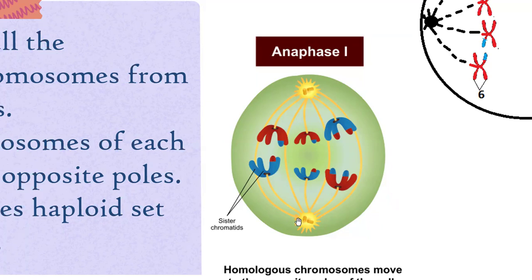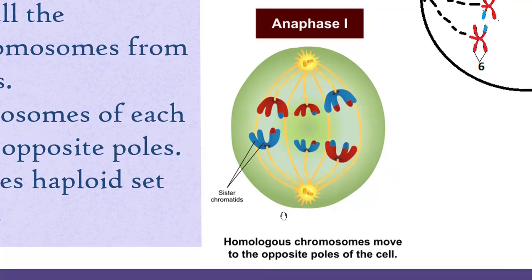What does it mean? It means the whole of the information present in the red portion will move towards one pole. The blue portion moves towards the other pole. The information is divided in half. That's why it is called haploid. Haploid cells are formed because of anaphase, and the whole bivalent moves towards the opposite pole. Homologous chromosomes move to the opposite poles of the cell.